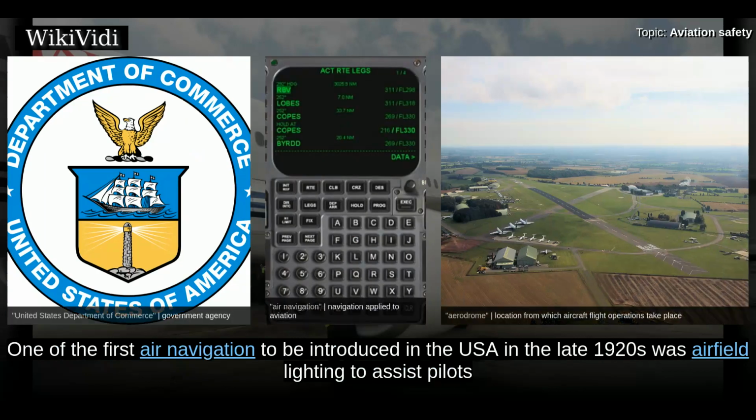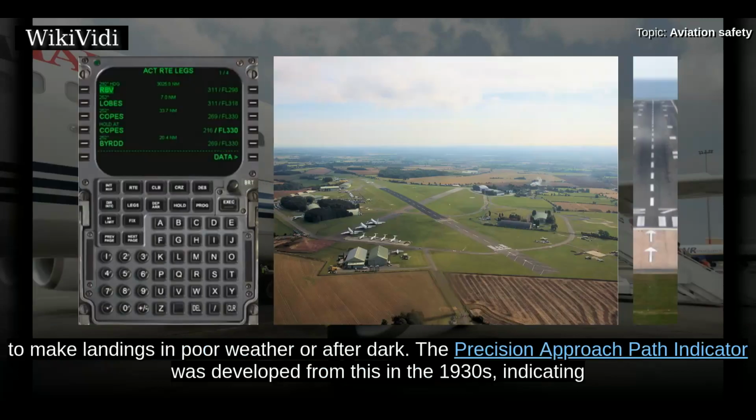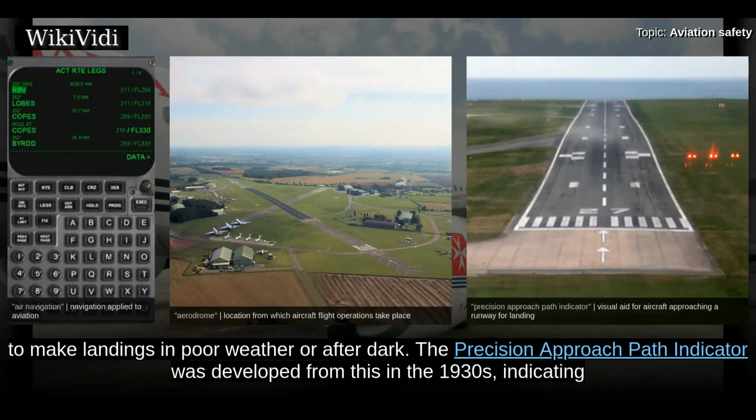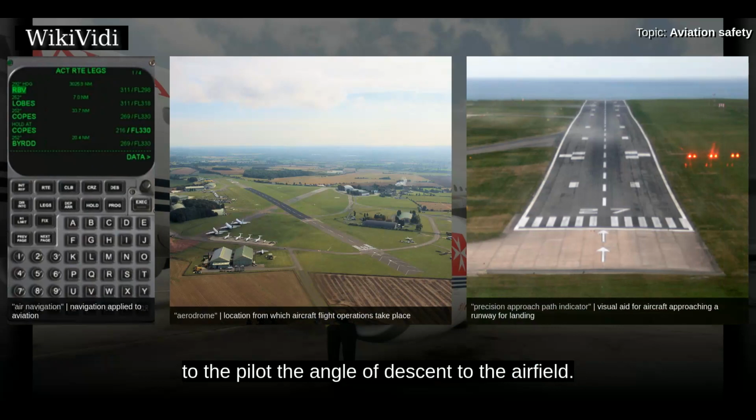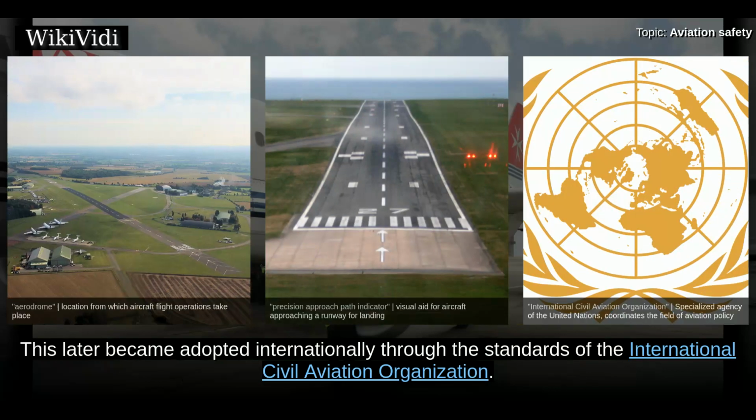One of the first air navigation aids to be introduced in the USA in the late 1920s was airfield lighting, to assist pilots to make landings in poor weather or after dark. The Precision Approach Path Indicator was developed from this in the 1930s, indicating to the pilot the angle of descent to the airfield. This later became adopted internationally through the standards of the International Civil Aviation Organization.